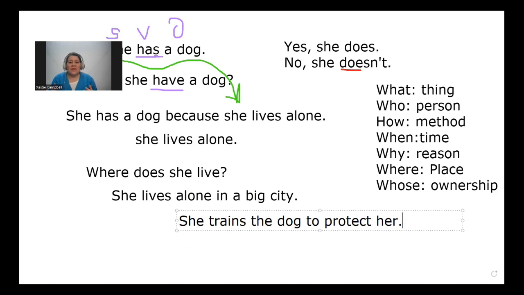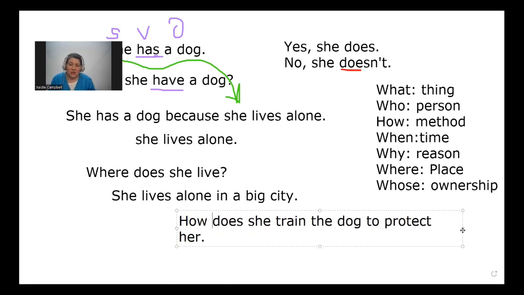Okay, now we want to ask how. How? We need a how. But before we can do how, we need the auxiliary verb do. We take off this S here in trains because that needs to be the base verb, right? And we use does she train the dog to protect her? That's the yes, no. Yes, she does. Then we're going to say, how does she train the dog to protect her?